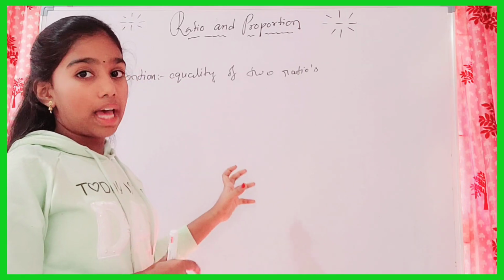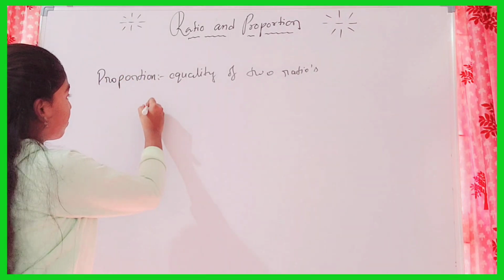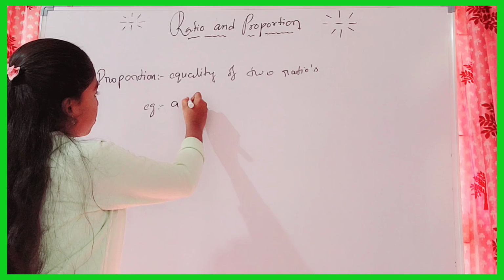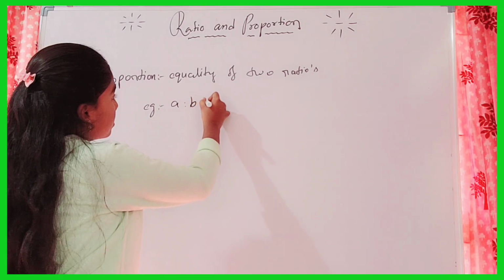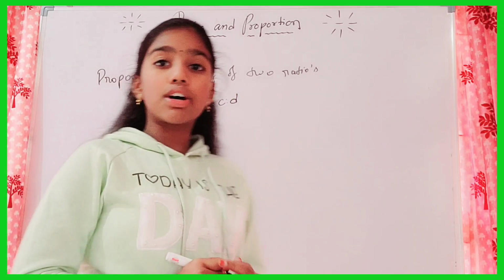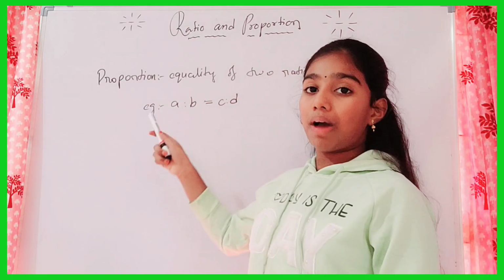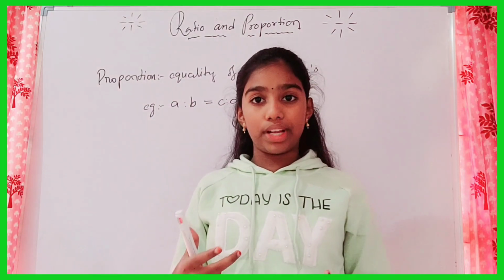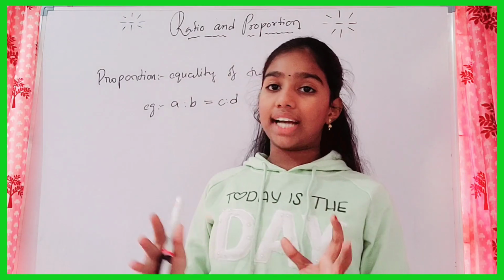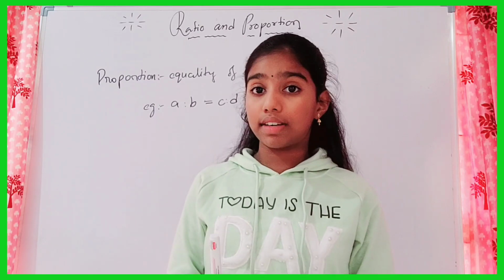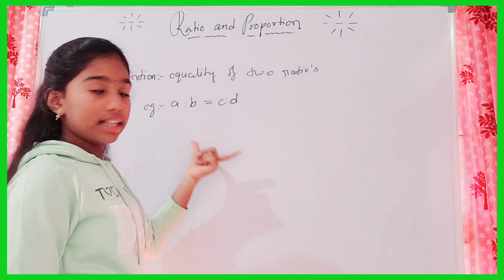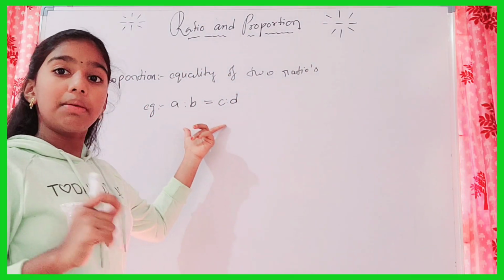Now let's take an example of two ratios and see if they are in proportion or not. I am taking two ratios, A is to B is equal to C is to D. If we take any two ratios and keep an equals sign between them, then it is called proportion. That's it. So these four quantities are in proportion.